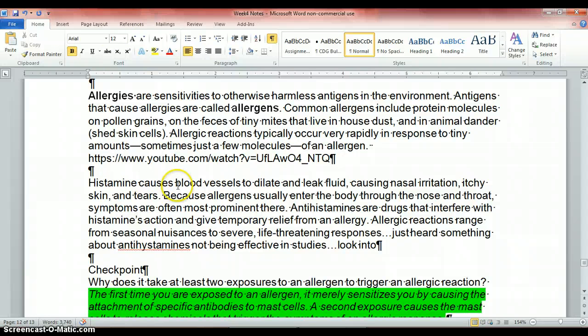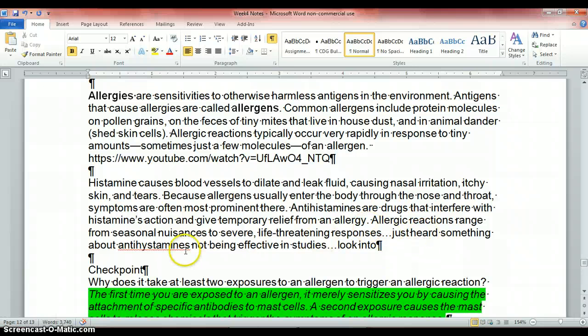Also, histamine causes blood vessels to dilate and leak fluid, causing nasal irritation, itchy skin, and tears. Because allergens usually enter the body through the nose and throat, symptoms are often most prominent there. Antihistamines are drugs that interfere with histamine's action and give temporary relief to an allergy. There's been several studies on whether or not these are really effective, but you'd have to look up the most current research. Allergic reactions range from seasonal nuisances to severe life-threatening responses.